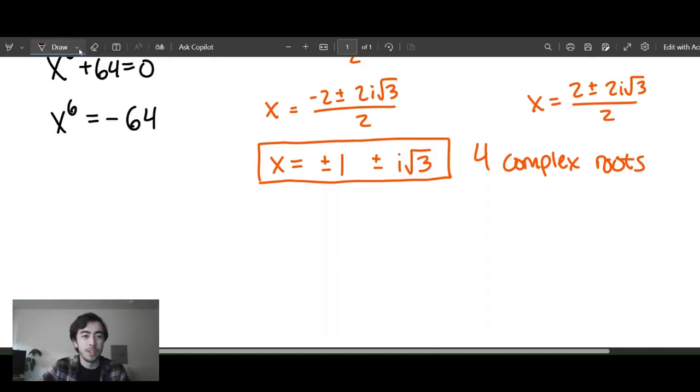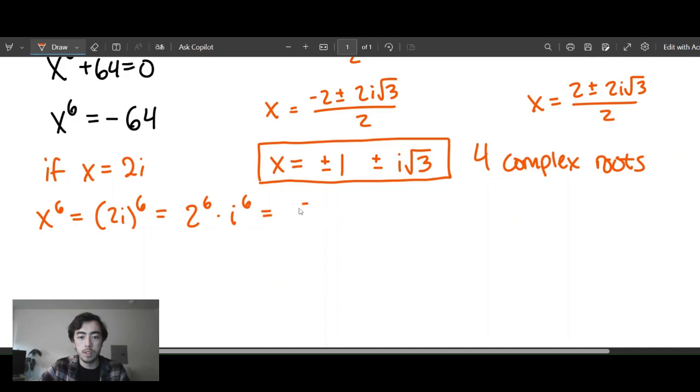I'll write that in orange. I guess orange is my color for complex numbers today. If x equals 2i, then x to the 6th is equal to (2i) to the 6th. And then just using standard exponent rules here, it's the same as 2 to the 6th times i to the 6th, which is 64 times i to the 6th.